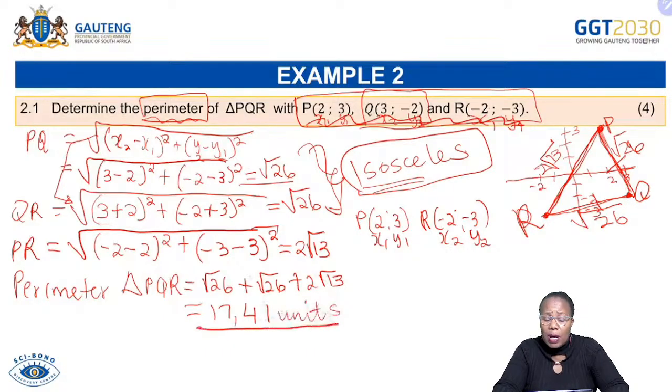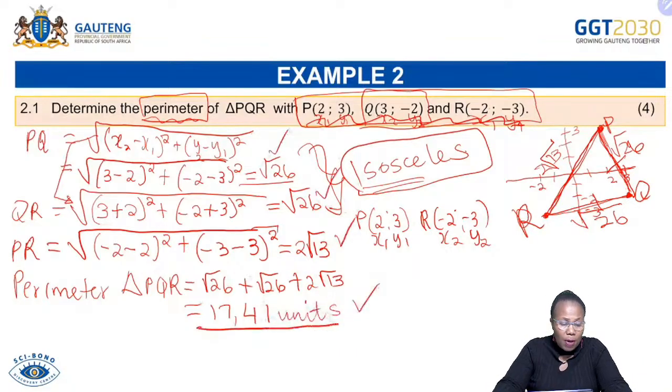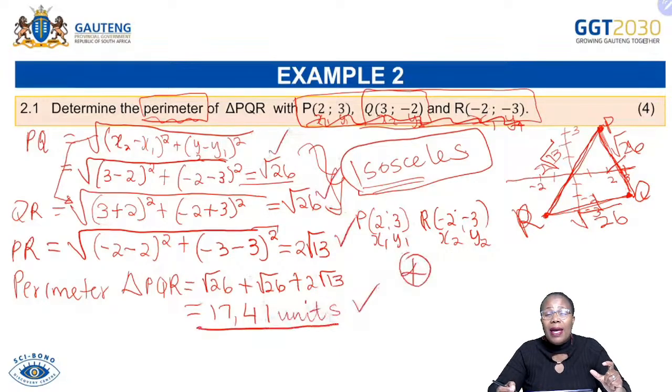Okay, let's look at the mark allocation. This is 4 marks. 1 mark will be for the first distance, second mark for the second distance, third mark for the third distance. The 4th mark is for adding all the distances to 17,413. Grade 12, so this problem is worth 4 marks. That means now we are applying the distances that we have learned from our previous activities.